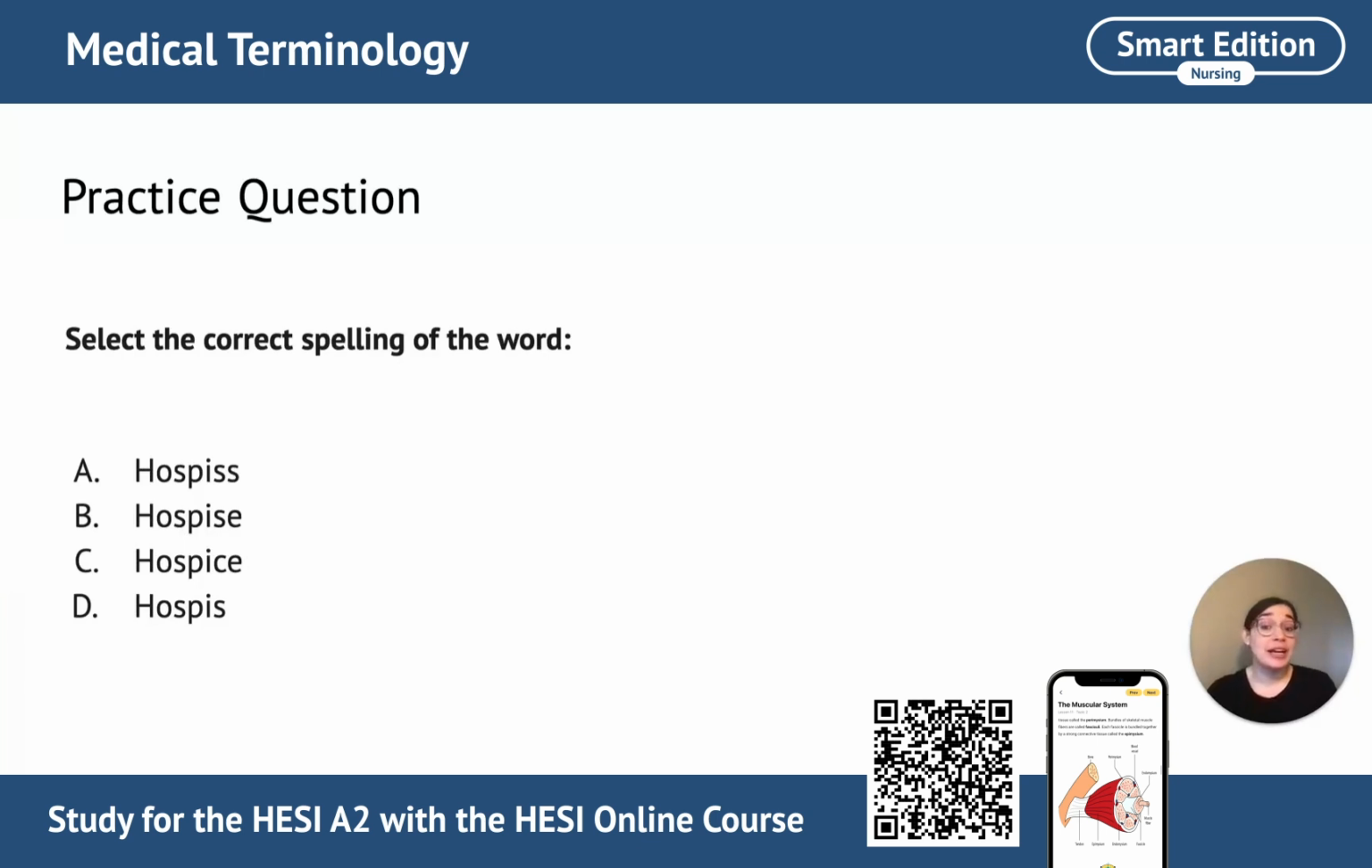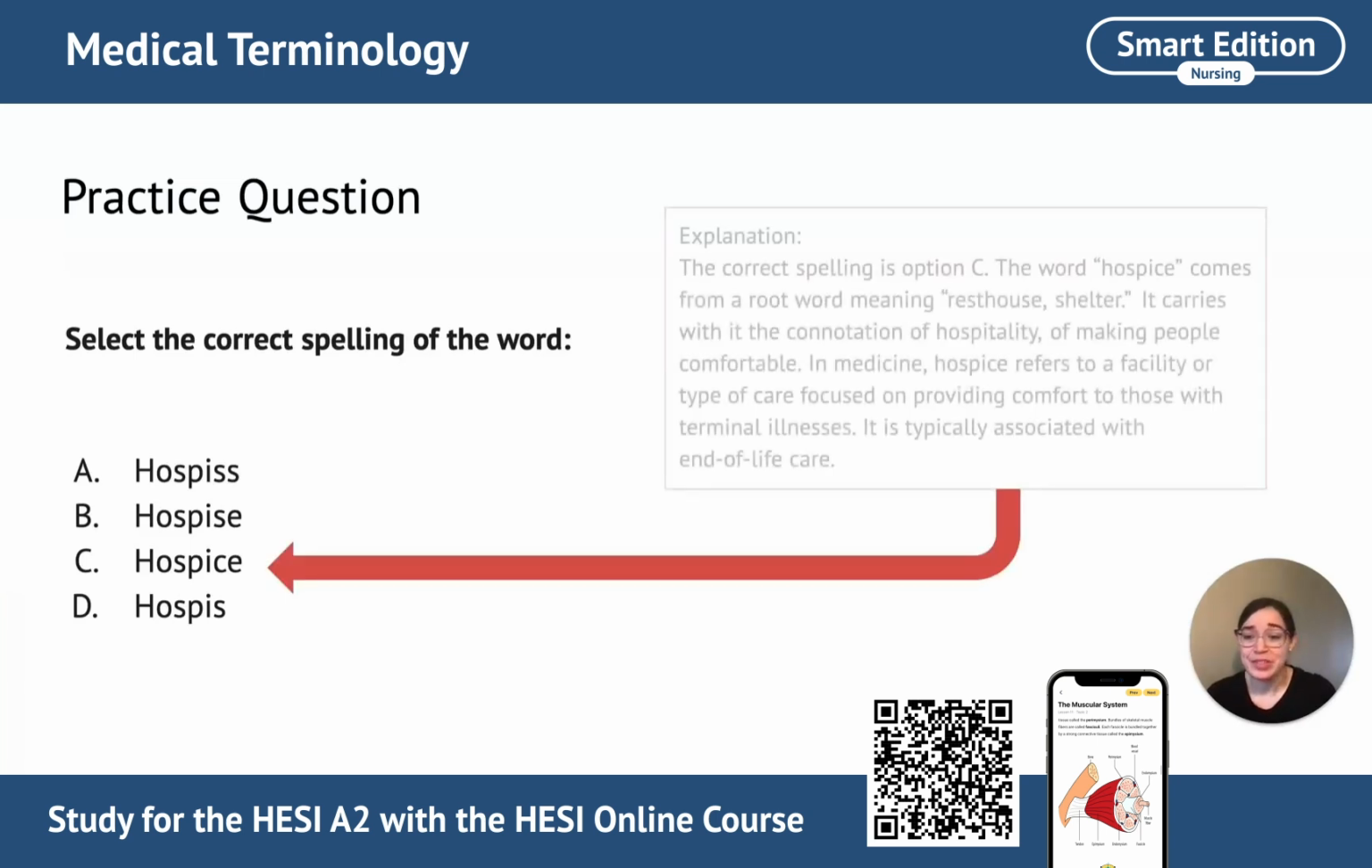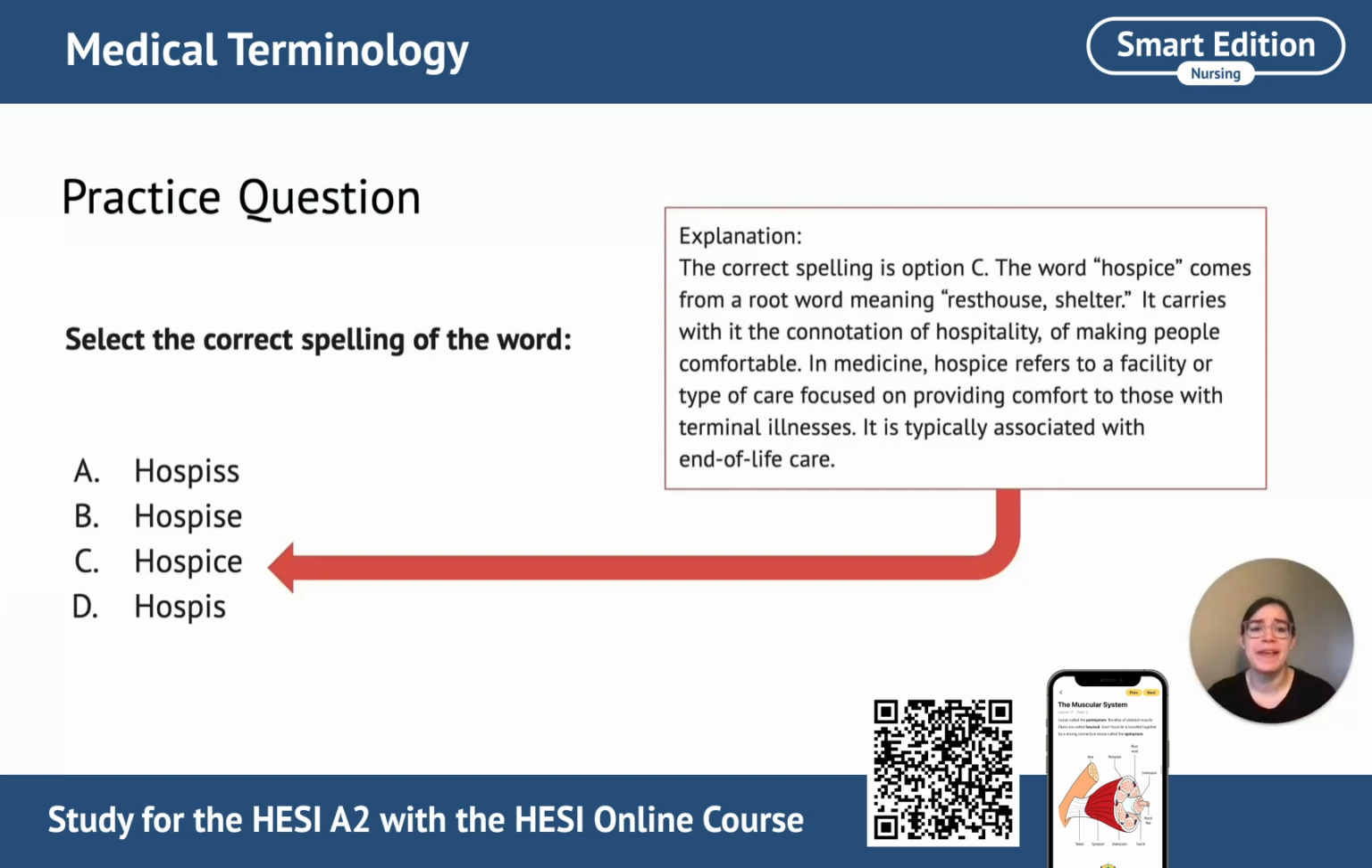All right, select the correct spelling of the word hospice. Is it A, hospice? Is it B, hospice? Is it C, hospice? Or is it D, hospice? And the correct spelling of the word hospice is option C. So hospice derives from a root word that means rest house or shelter.